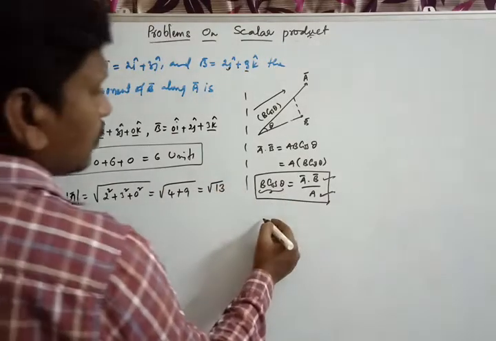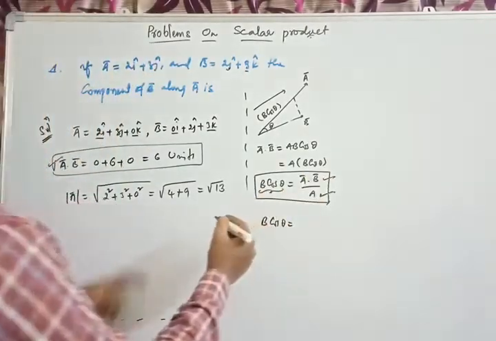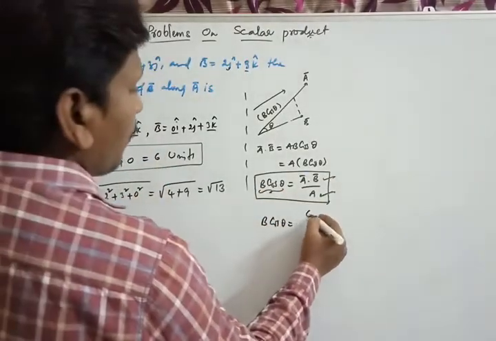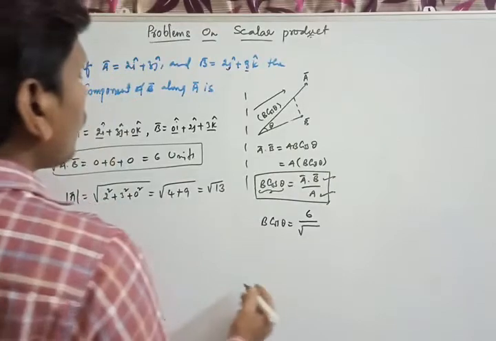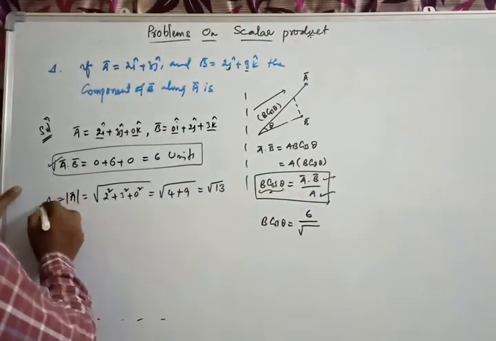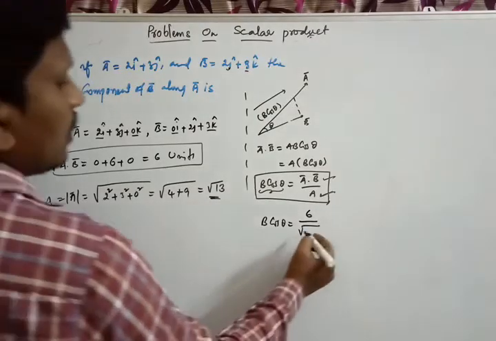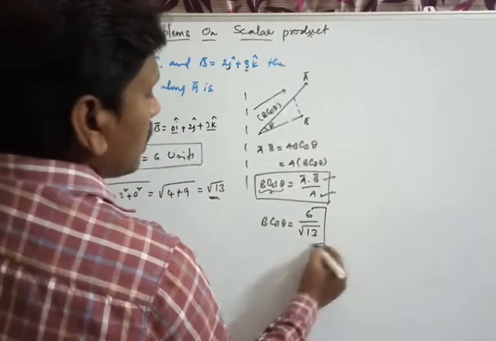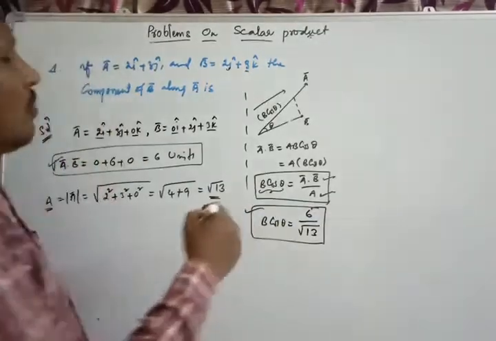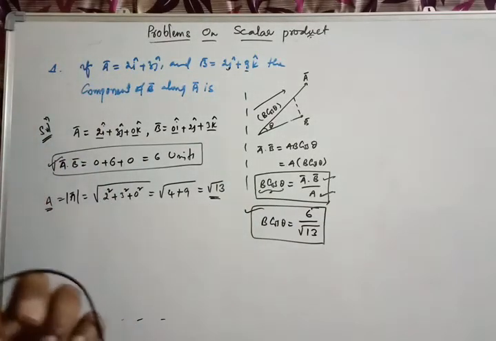Now substitute. B cos theta is equal to what? A bar dot B bar, how much? 6 by mod A. Mod A is nothing but the magnitude of the A vector, that is root 13. So 6 by root 13 is the answer for this first question. Now let us see the second question.